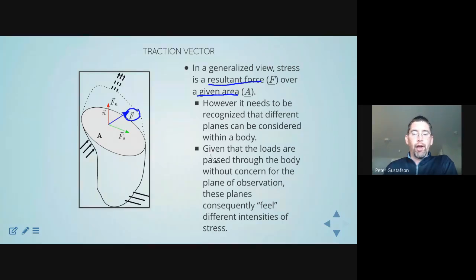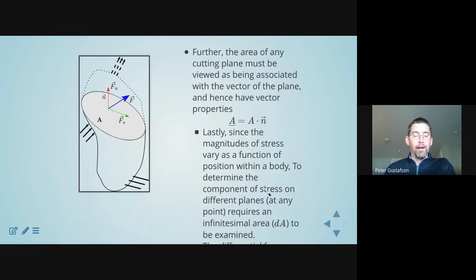Now, we also have to recognize that the loads pass through the body without concern for the plane of observation, meaning they don't really care which way we're pretending that this body has been cut in half. They don't care how we've exposed internal surfaces. They just recognize these loads that are passing through, they recognize that they pass through the body in an equilibrium sense. Consequently, if we expose different planes, the different planes feel different intensities of stress. I'll show you a little bit more about that on the next slide.